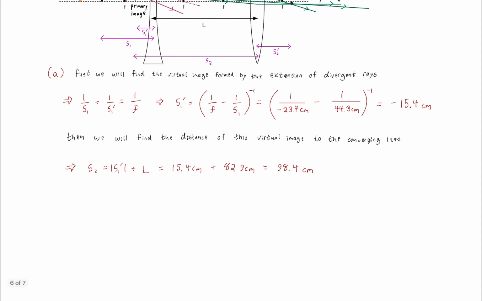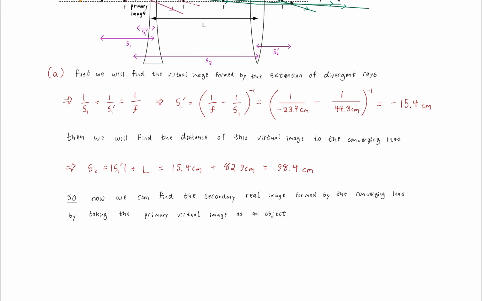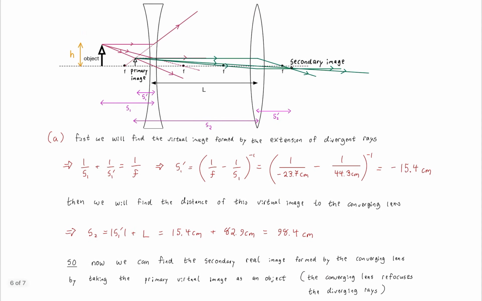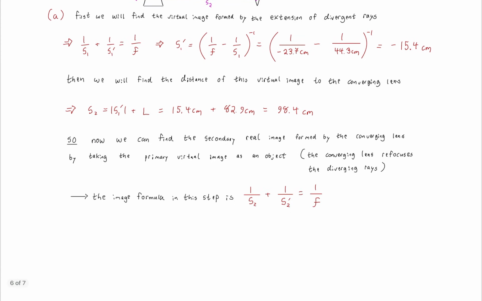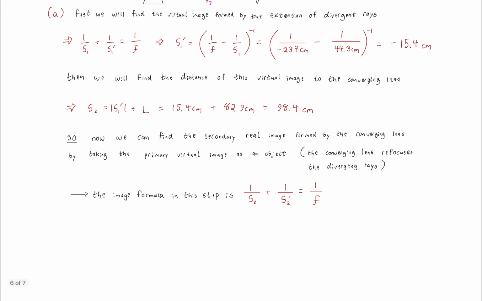Now we can go ahead and use that. Now we can find the secondary real image formed by the converging lens by taking the primary virtual image as an object. What's happening there is the converging lens refocuses the diverging rays, which by extrapolation appear to emanate from that virtual image point. So the image formula in this step is, of course, this one. And then we just solve for S2 prime.